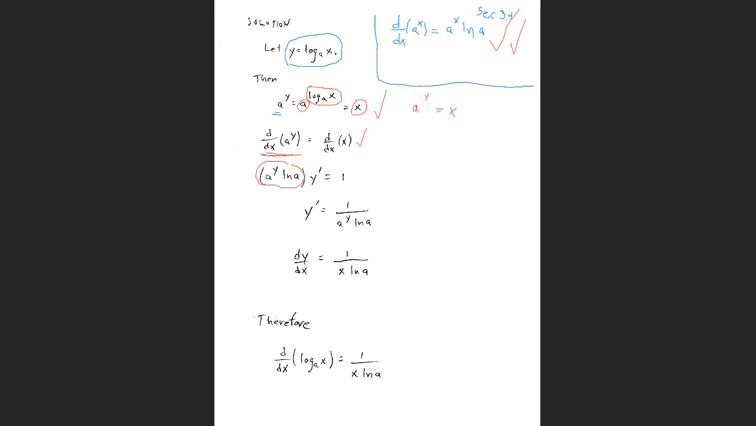Times, of course, y prime. So using implicit differentiation, the derivative of a to the yth power with respect to x is a to the yth power times the log of a times the derivative of y with respect to x, which we call y prime. Well, now I know that y prime is going to have to equal 1 over a to the yth power times the log of a.